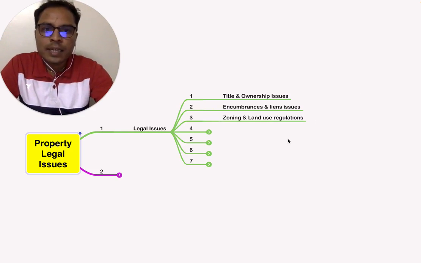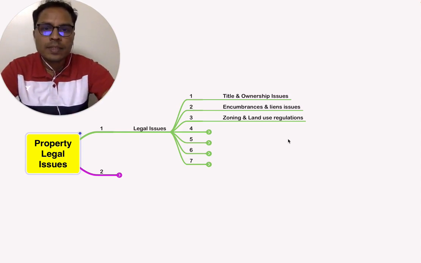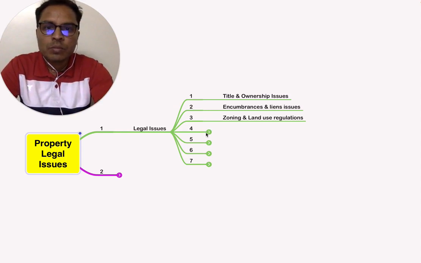So third issue, zoning and land use regulations. Suppose you buy a plot in a residential zone, thinking that it is residential, but later on this plot may come under an industrial zone, or a conservation zone, or a restricted zone. So that is a zoning issue people will face.